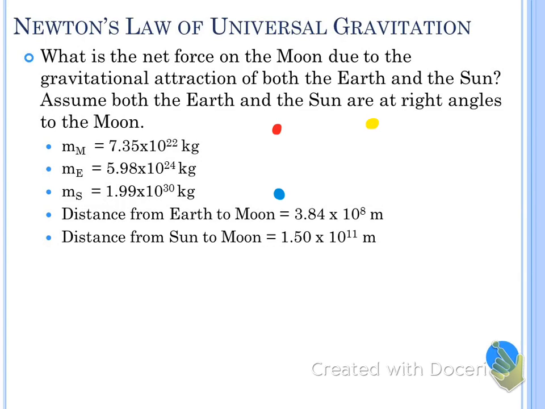Okay, so here's our sun, our Earth, and our moon. These are at right angles compared to each other. M sub m is the mass of the moon, M sub e is the mass of the Earth, M sub s is the mass of the sun, and then it gives both of our radii.